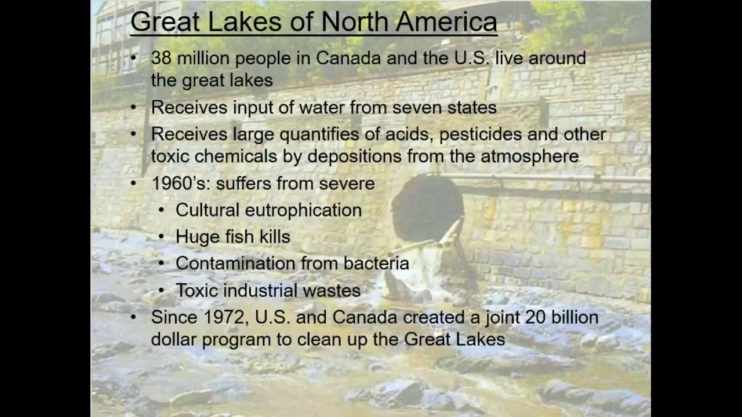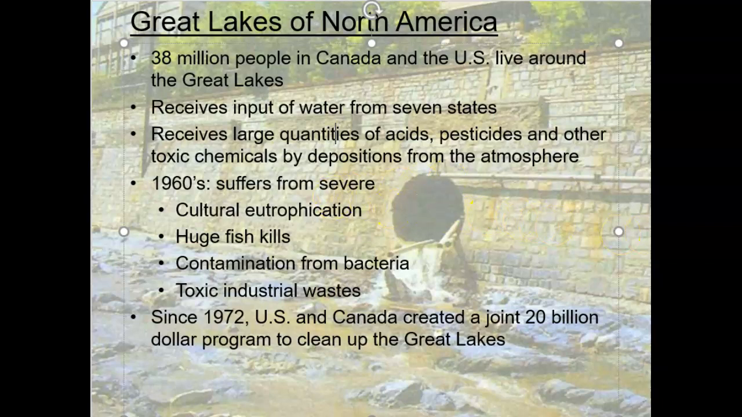the lake ecosystem. So the biggest lakes, for example, in the United States and Canada, that would be the Great Lakes. There's about 38 million people that live in and around the Great Lakes, and the Great Lakes receive water from 7 states, so it's a rather significant area, and these lakes get a large quantity of acids and pesticides and other toxic chemicals that are deposited from the atmosphere.